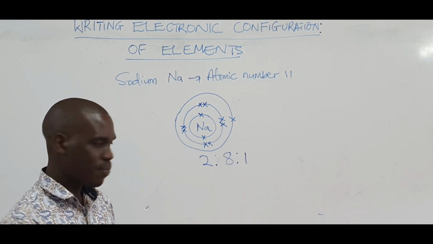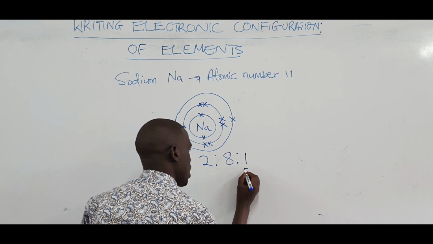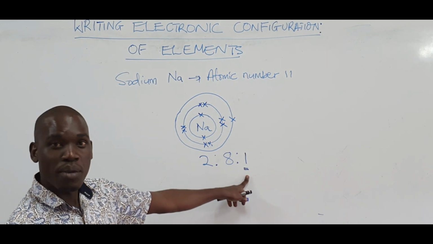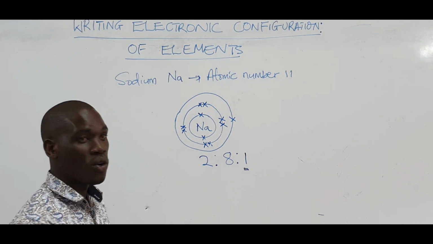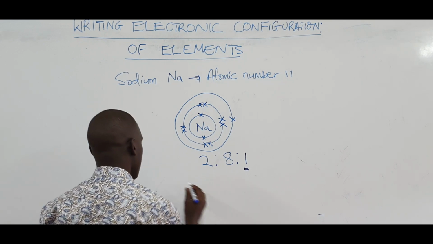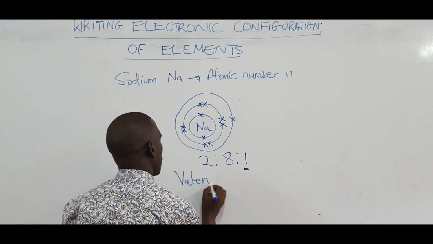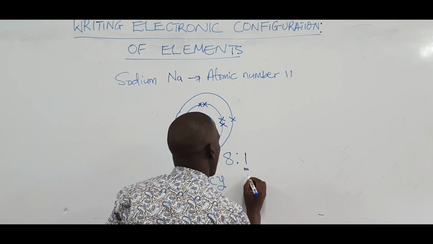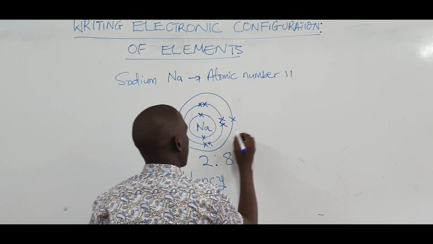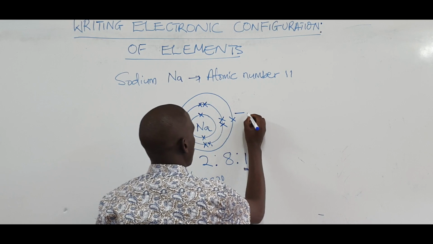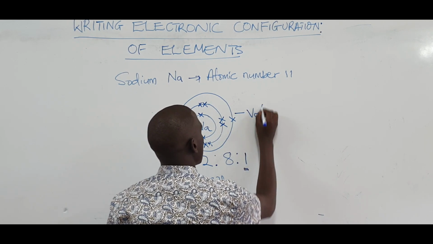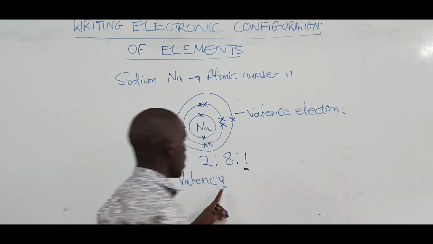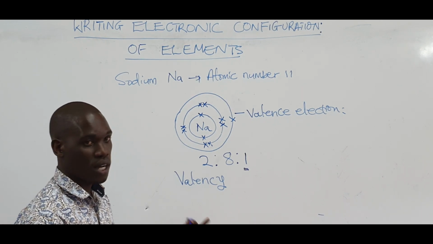And don't forget that the outermost shell tells us the group to which the element belongs, and also it gives us the valency of that element. So we have what we call valency. The electrons in the outermost shell are called valency electrons, or valence electrons. Valency is the combining power of an element.